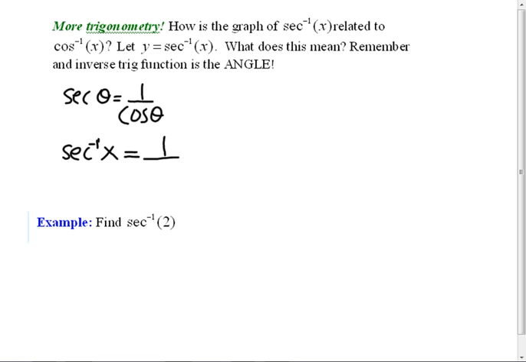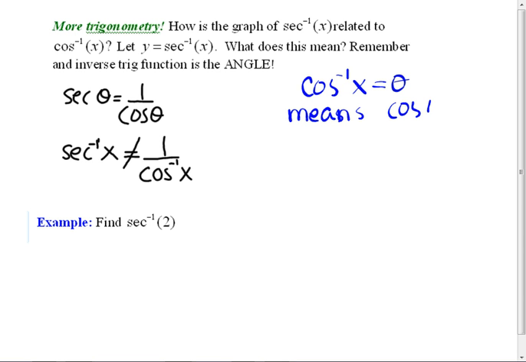We'll need that Monday. So inverse secant of x is not equal to 1 over the inverse cosine of x. It feels like it should be, but it isn't. So here's what we're going to do. We're going to take inverse cosine of x and rewrite that as an angle. That's an angle, right? So that means that the cosine of theta is equal to x over 1. Right?